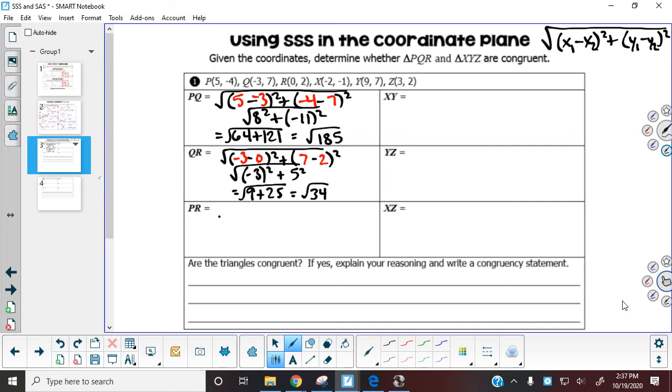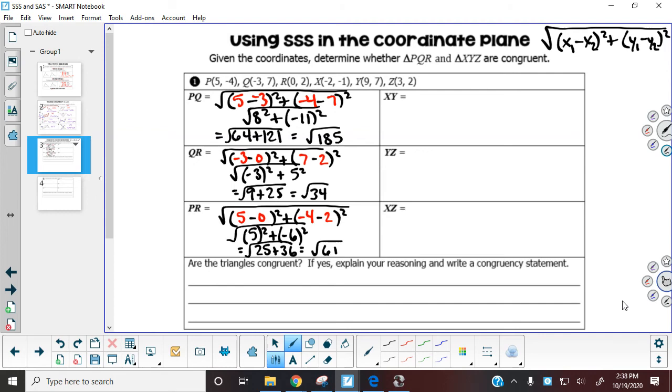The last one, PR, we've got the big square root. Again, we're going to go ahead and square those, subtract them. Again, put in our x's. So we have, for our P and R, we have 5 and 0 for our x's. For our y's, -4 and 2. So that's going to be 5 squared plus -6 squared, which is going to give us 25 plus 36, which is then the square root of 61.